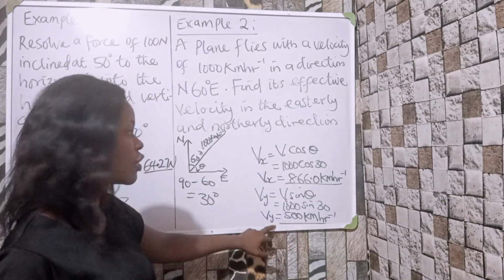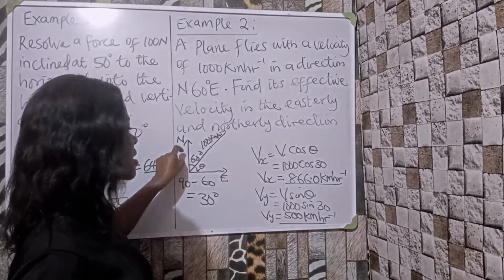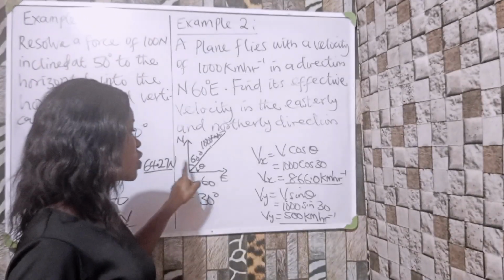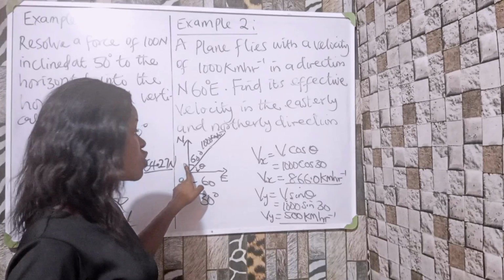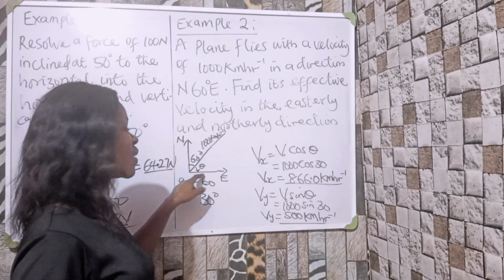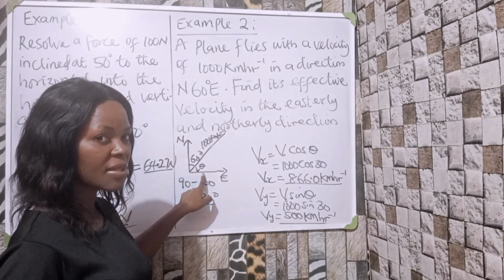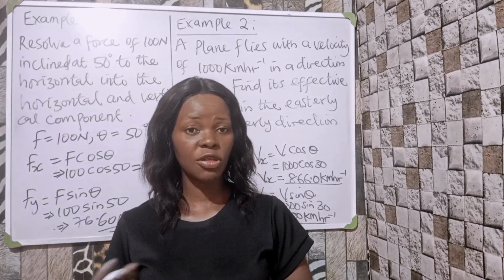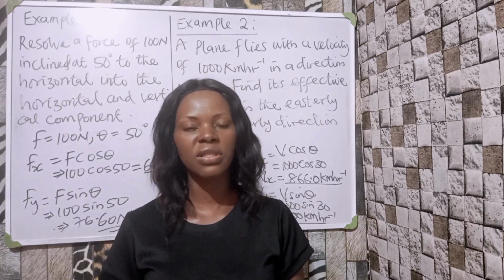Remember I told you that if the angle is given and is inclined to the vertical component, you're not supposed to solve with it, because for you to resolve a vector, the angle must be inclined to the horizontal. Is that okay? So this is how we can resolve vectors, a single vector, into horizontal and vertical components.